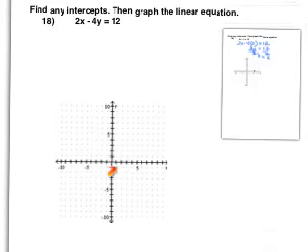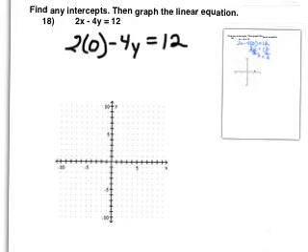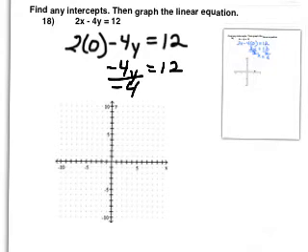Okay, the y-intercept. This is the x-axis, right? When x is 0, the line will cross the y-axis. This is the y-axis, right? So when x is 0, we have the y-intercept, so we'll plug in the 0 for x. You can see that 2 times 0 minus 4y equals 12. The x term disappears, so we have negative 4y equals 12. Divide by negative 4, because we have to get a positive y.